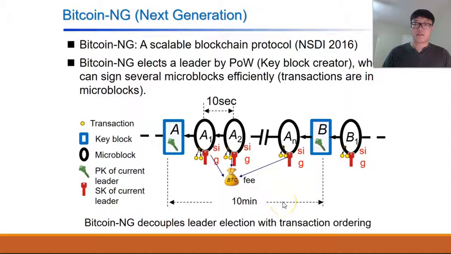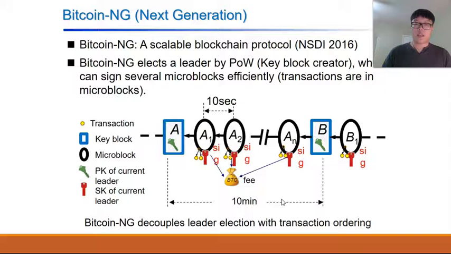To address the low throughput, many studies show that we have to redesign the protocol of Bitcoin. Bitcoin-NG is among the first and the most influential scalable blockchain protocols. In Bitcoin-NG, there are two kinds of new blocks. The first is the key block. A key block is produced by proof of work, which is similar to the block in Bitcoin. The only difference is that the key block in Bitcoin-NG does not include any transactions.